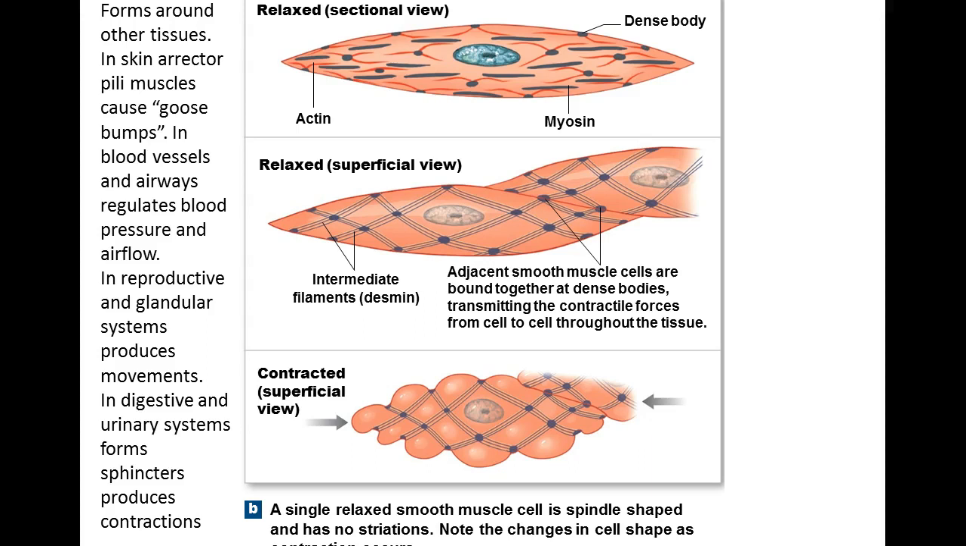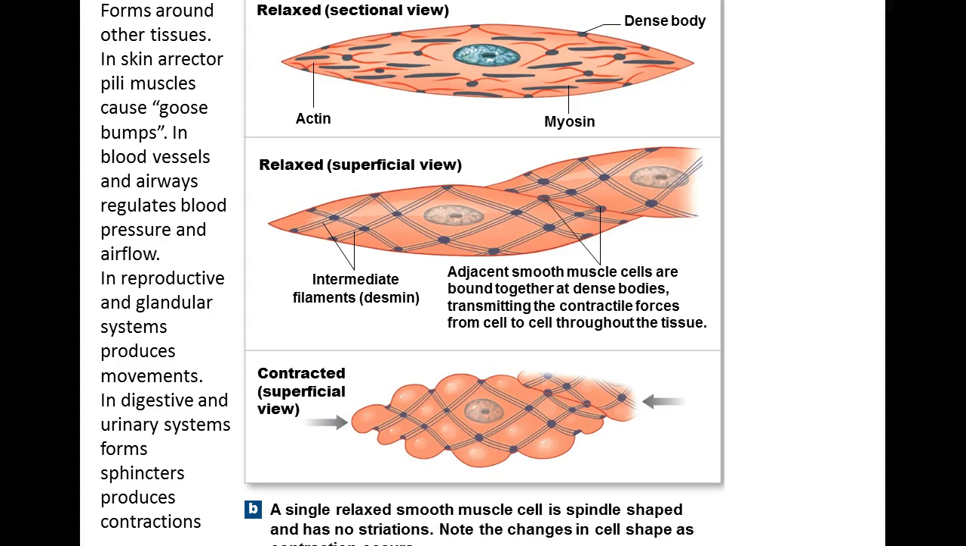Their fibers are kind of scattered throughout where you find smooth muscle, and they have thin filaments that are attached to things called dense bodies, and you can see the dense bodies here. They're kind of the lines that you see. The lines are attached to the dense bodies, and the dense bodies are what transmit the contraction from cell to cell.